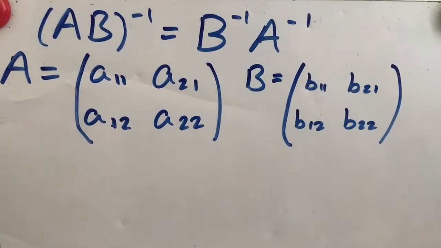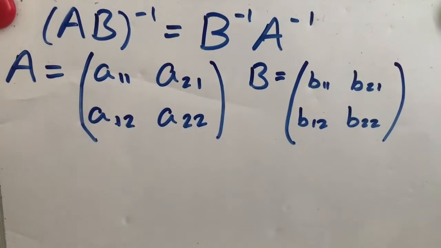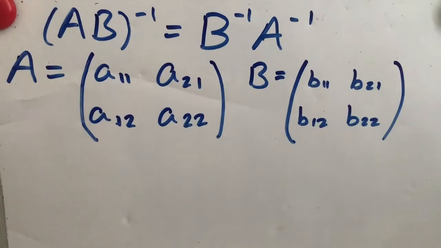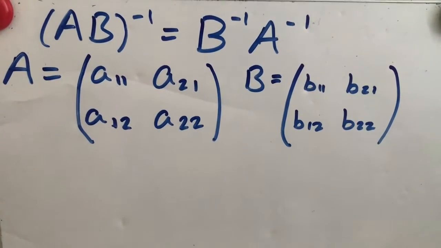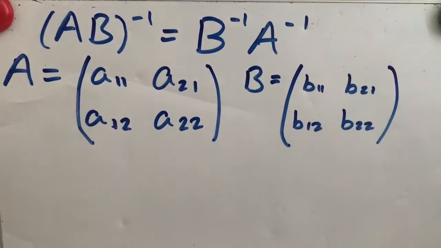So as our first step, we just write A in component form, okay, so A11, A21, A12 and A22 are just arbitrary numbers, and next we're going to write the inverse of these matrices.